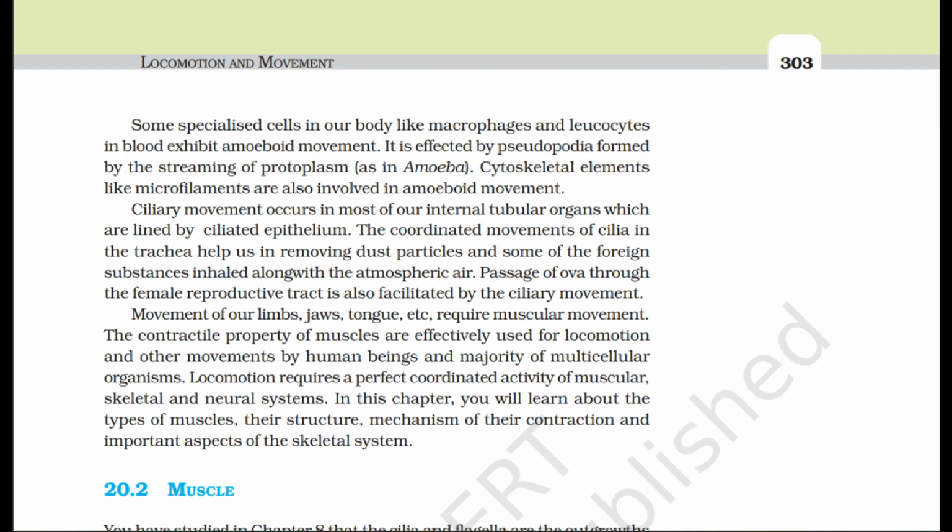Movement of our limbs, jaws, tongue, etc. require muscular movement. The contractile property of muscles is effectively used for locomotion and other movements by human beings and the majority of multicellular organisms. Locomotion requires a perfectly coordinated activity of muscular, skeletal, and neural systems. In this chapter, you will learn about the types of muscles, their structure, mechanism of their contraction, and important aspects of the skeletal system.